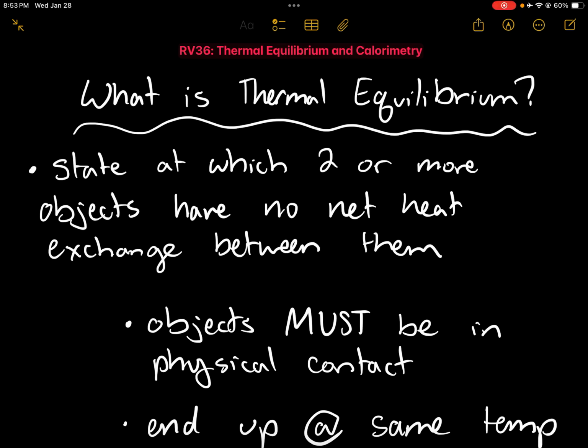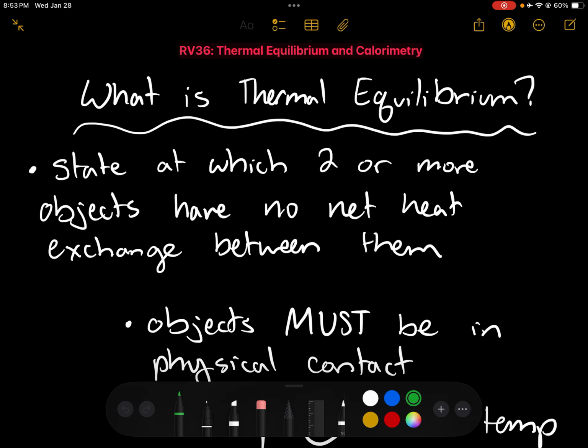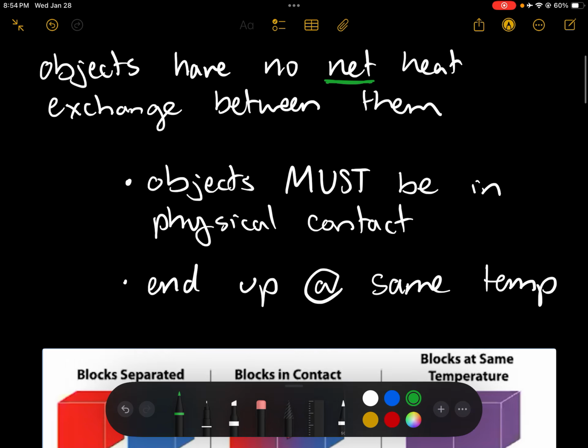All right, this is review video 36, thermal equilibrium and calorimetry. So to start off, we'll define thermal equilibrium, and it's a state at which two or more objects have no net heat exchange between them. But I want you to pay attention specifically to this word net, because it doesn't mean that heat isn't being transferred between the two objects at all. It means there's no net transfer, which means there's no net movement of heat from one to the other in like a singular direction. Couple of things with thermal equilibrium.